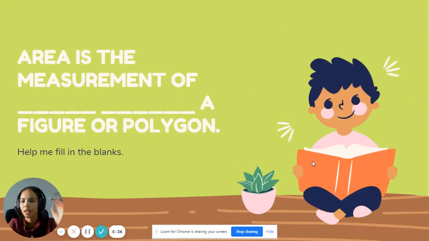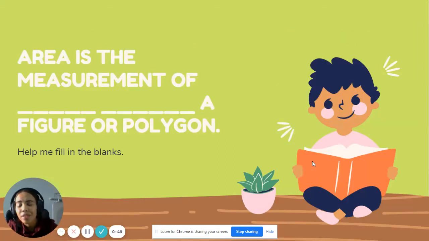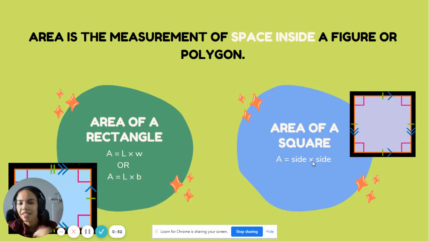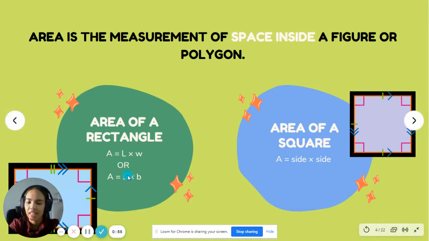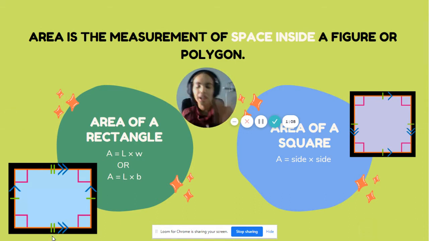What is area? Who can tell me? Area is the measurement of space inside a shape or a figure or a polygon. Write that down quickly if you know the answer. Here we have a rectangle. As you know, the rectangle has two lengths and two breadths. When I calculate area, it's one length times one width or breadth. And that's how I find the area of a rectangle.